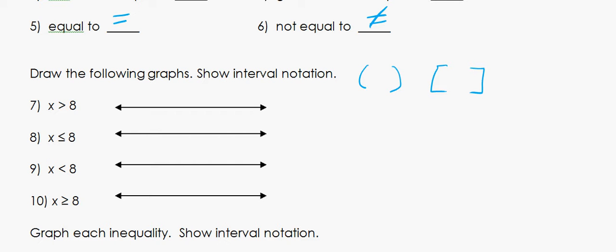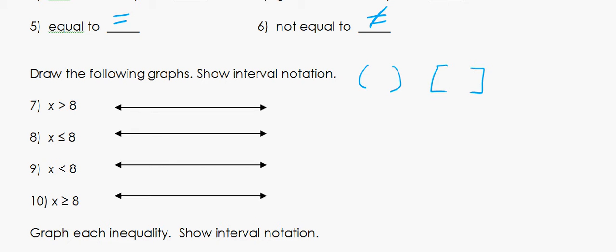For example, in number 7, we have an inequality statement where x is greater than 8, meaning any value you plug in, 9, 10, 11, or even 8.5, makes the statement true. 8.5 is greater than 8. But in this particular example, we cannot include 8. 8 is not greater than 8. But we can choose values like 8.1. Numbers really close to 8 make this statement true. Even 8.01 is greater than 8.